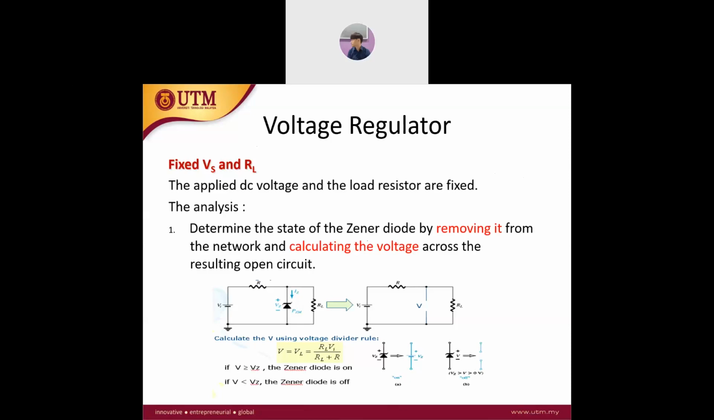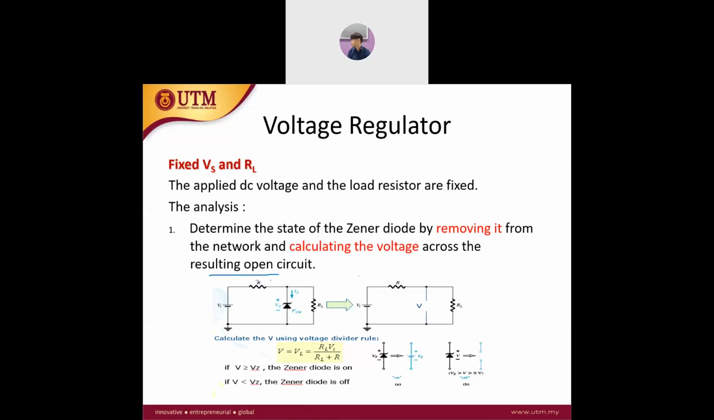So we determine the state of the Zener diode by removing it first from the network, because like we said just now, we assume the Zener diode is on. How is the Zener diode on? It is actually in the reverse breakdown region. So we remove it, so it's like an open circuit. Then we calculate the voltage across the resulting open circuit through the voltage division rule or current division rule.